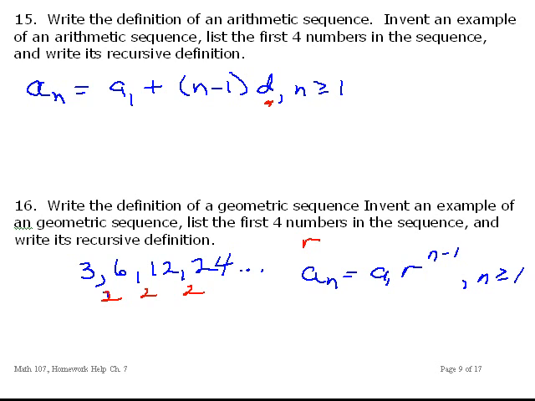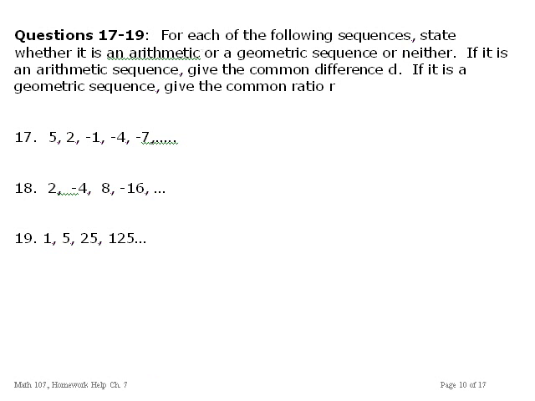Now you're supposed to define one and then write its recursive definition. For example, what would this one be? a to the n: the first one is 3 times, and the common ratio is 2, to the n minus 1. Remember that an exponent only goes to the number right before it. In 17 through 19, you just need to identify it. It's going to be either an arithmetic sequence, in which there's a common difference between the terms, or a geometric sequence in which there's a common ratio between the terms.